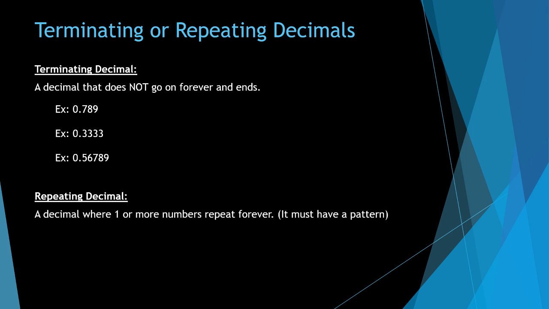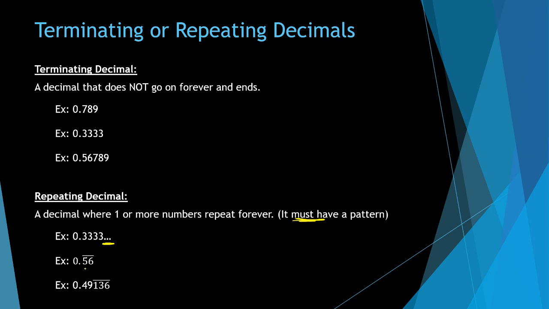Repeating decimals are where one or more of those numbers will repeat forever, and it must have a pattern. Okay, so here's that 0.333 like from above, but notice there's this ellipses, or those 3 dots at the end, which tell you that this 3 is going to go on forever and ever and ever and never end.